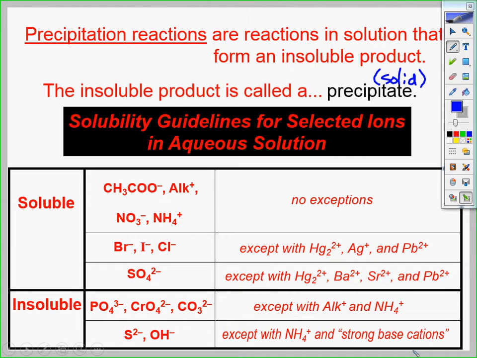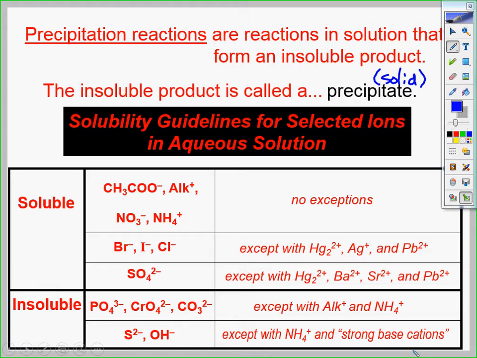So two liquids are poured together and we get a solid. Reactions that form an insoluble product, a solid. All of these, what you would be tested on, are soluble: any alkali metals, nitrates, ammoniums, acetates, halogens (not including the F), sulfates, and it does have a couple exceptions. Anytime you're mixing silver with something, or lead with something, most likely it's going to be insoluble.